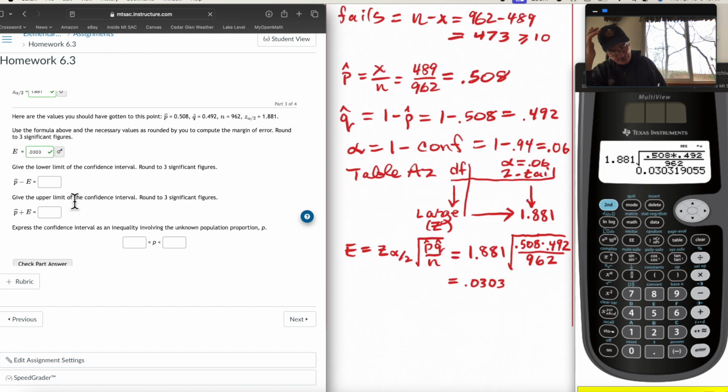So p hat minus e, these are the limits for the confidence interval. So p hat minus e. So p hat was 0.508. And then we'll do minus 0.0303.